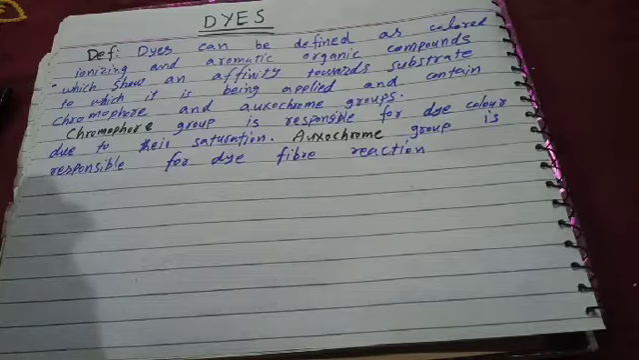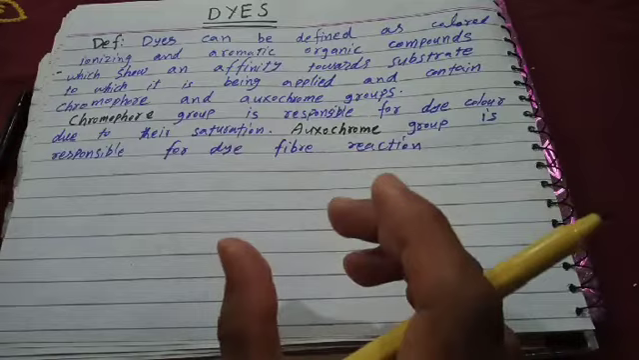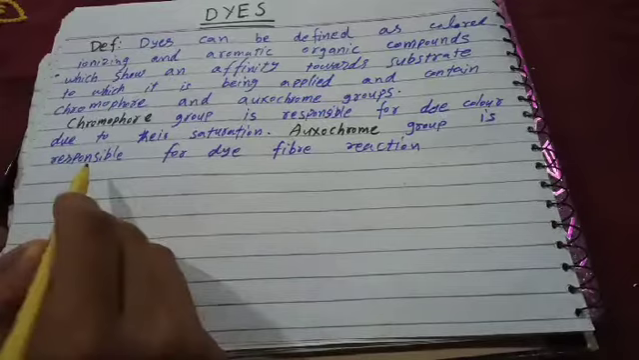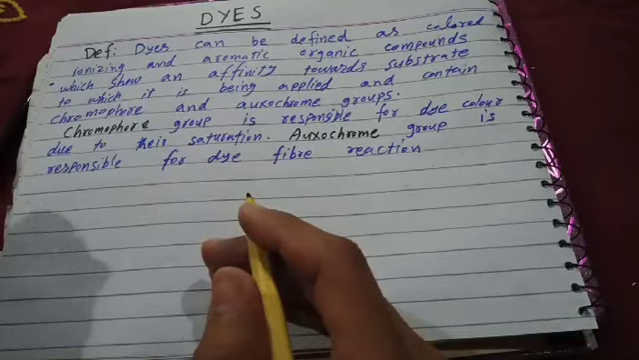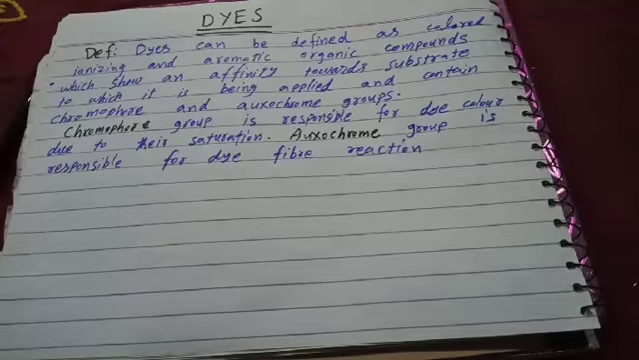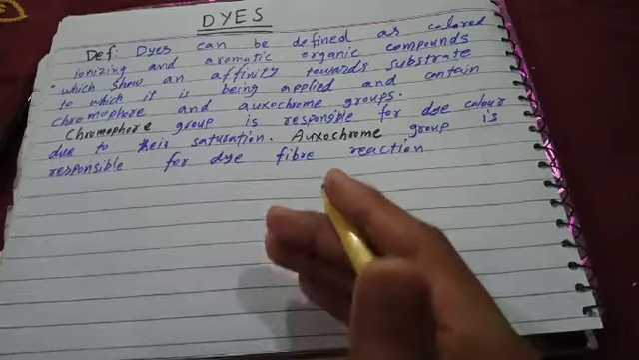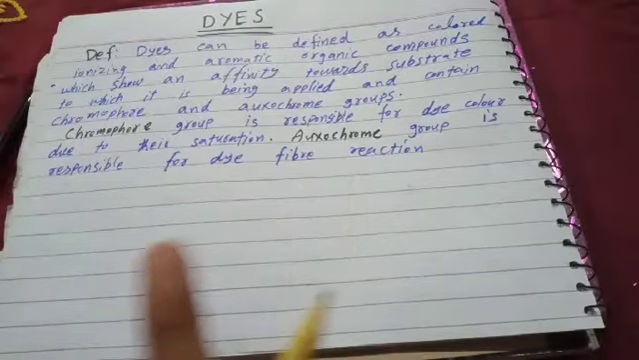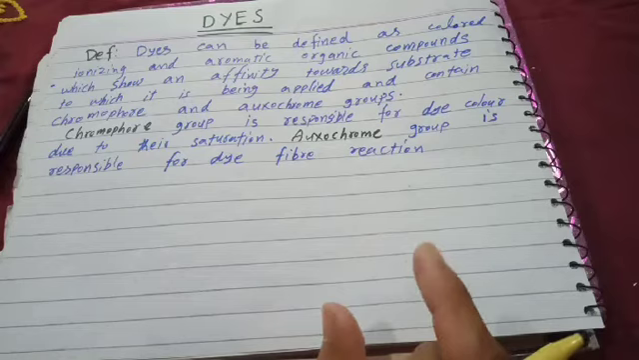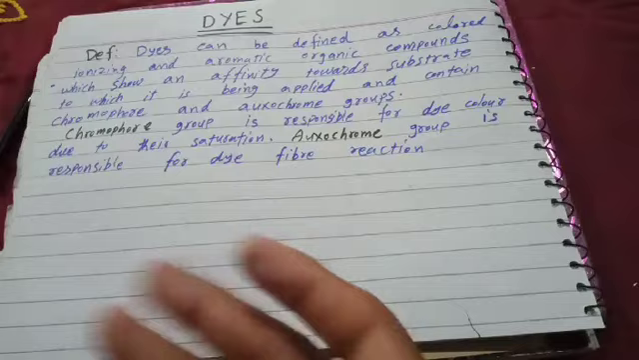Dyes are organic compounds which are widely used for imparting color to textiles. They are produced either chemically or from plants. Unlike paints, dyes do not build up on the surface of the fiber, but are absorbed into the pores of the material.